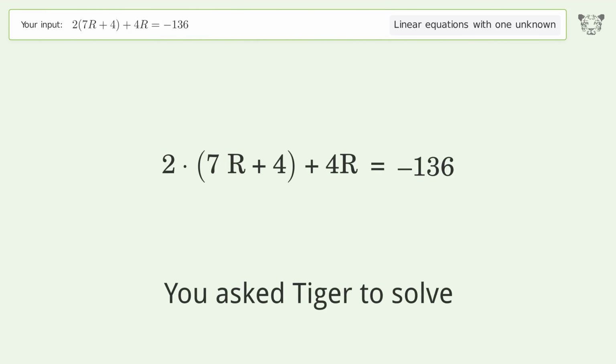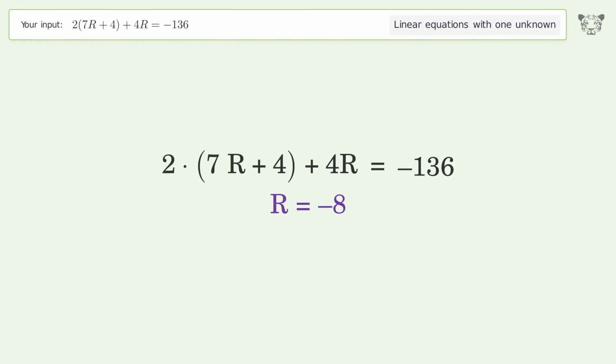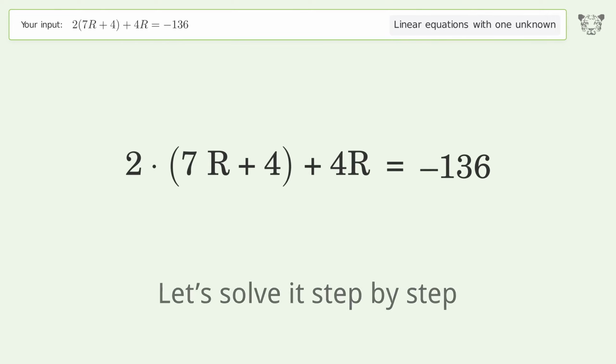You ask Tiger to solve. This deals with linear equations with one unknown. The final result is r equals -8. Let's solve it step by step.